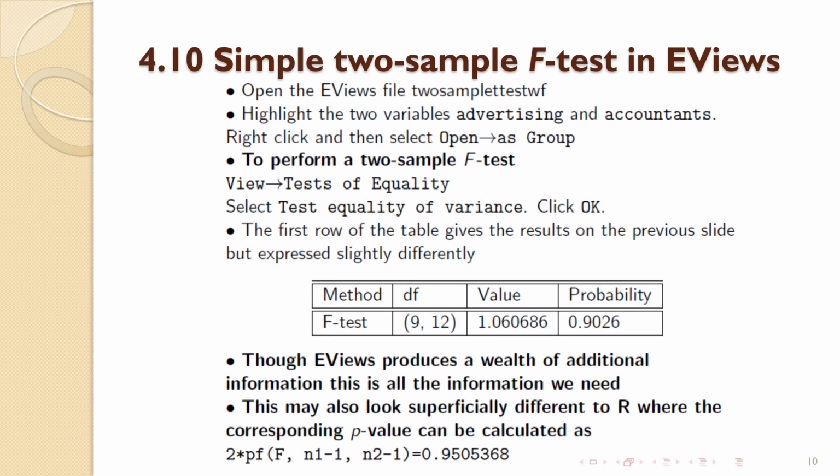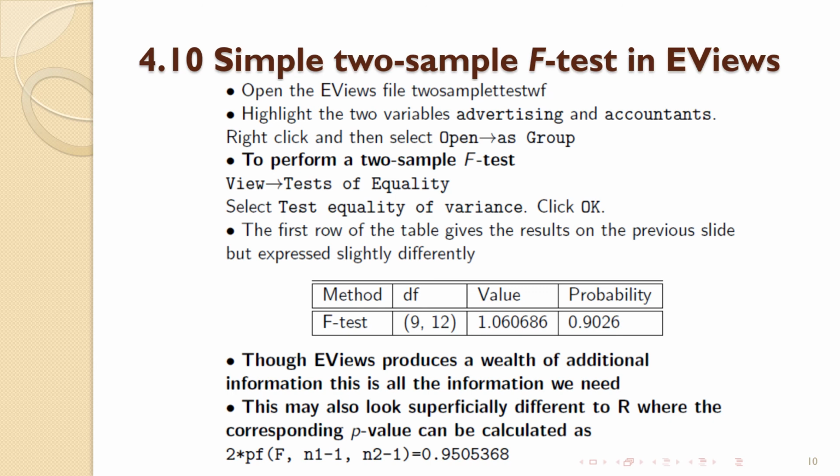So in EViews, what you would do is open this two-sample test work file, the same one we're using for the t-test example and the F-test example. Then you need to highlight the two variables, advertising and accountants, right click and then select open as group. Now the point here is that in order for this to work, you need it operating in spreadsheet mode. So if it's not working, follow the directions there, and then to perform a two sample F test, what you need to do is view the equality and then select equality of variance, click OK.